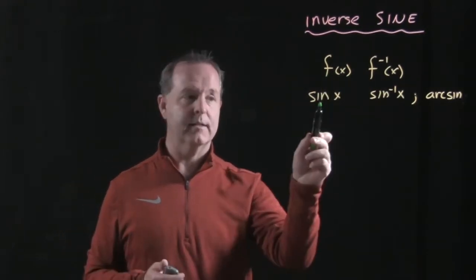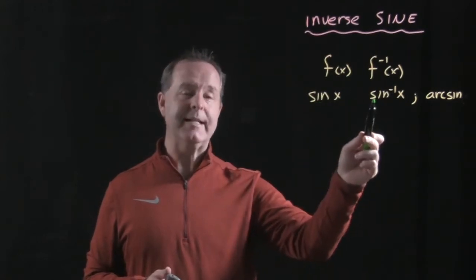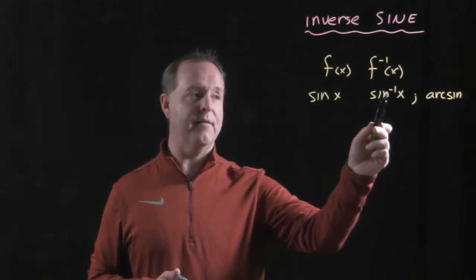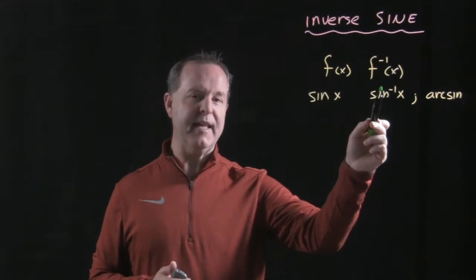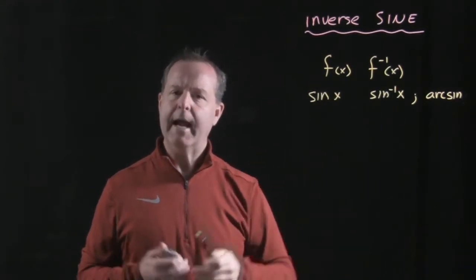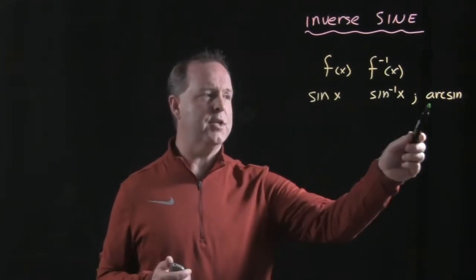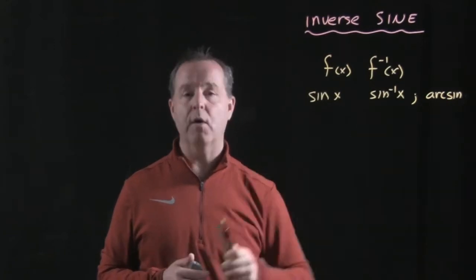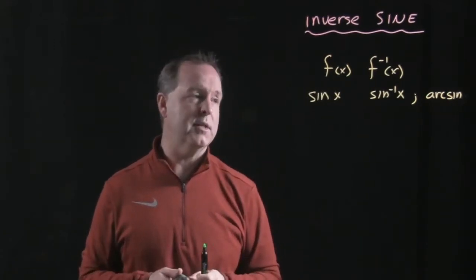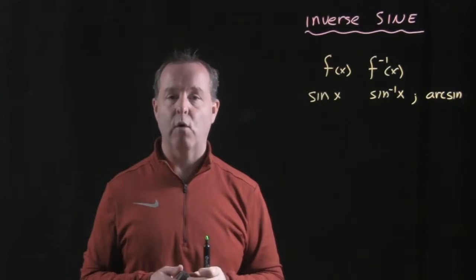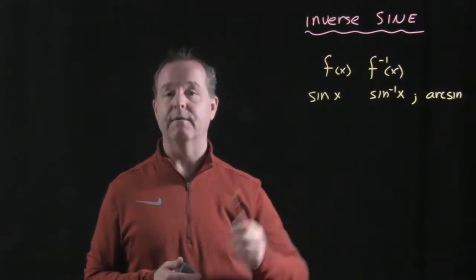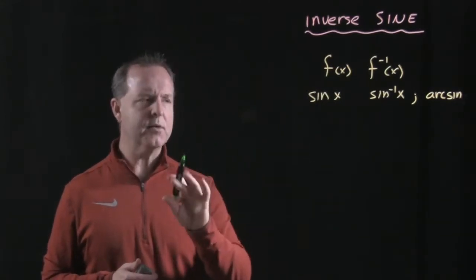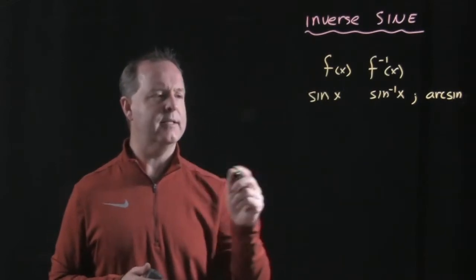With sine of x as our normal function, we would write its inverse such that we have the -1 just a little bit above the n and before the x. Then some people will also use a notation that says arcsine. Both of those are the two most frequently used standard notations for the inverse of a sine function.